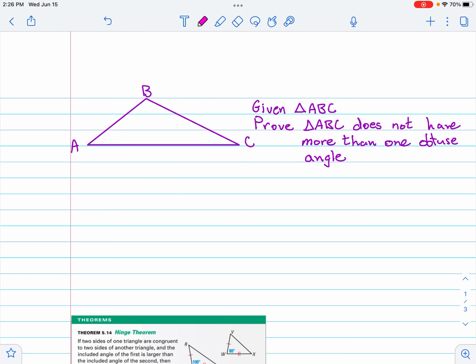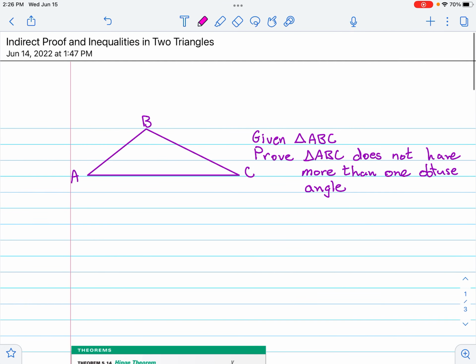Okay, we're going to explore a couple of things in this section. One, this idea of indirect proof, or sometimes you'll hear it called proof by contradiction. And the other thing, we're going to look at a couple of inequalities involved when you're dealing with two triangles. But first of all, indirect proof. And I want to illustrate how the indirect proof is used with an example here.